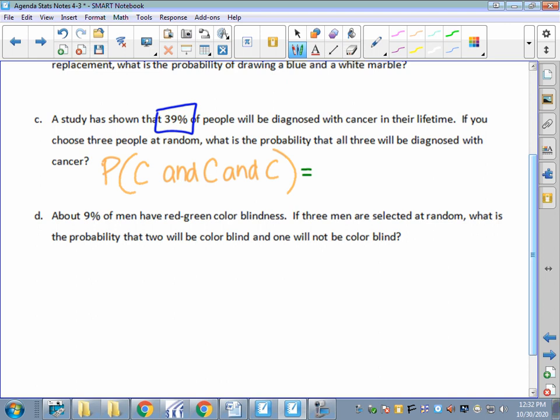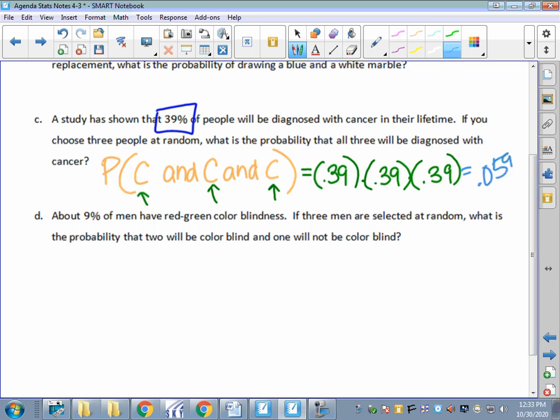So I'm going to end up doing the first one with cancer would be a 0.39 probability. The second one would be a 0.39 probability. The third one would be a 0.39 probability. So if I'm asking about 3 people, I have to have 3 things. Since it's ands, I have to multiply those together. And I believe this ends up being 0.059 maybe. Check me on that one.